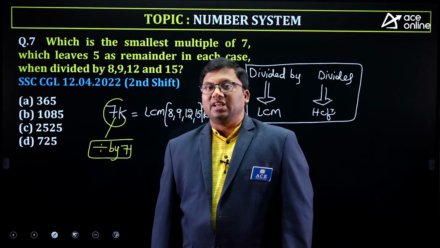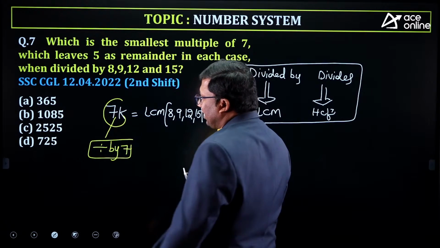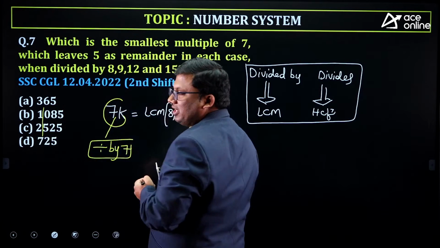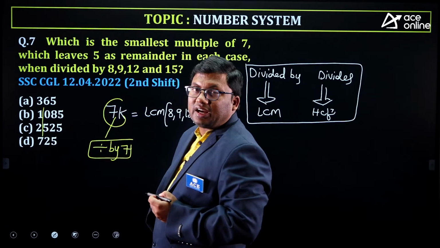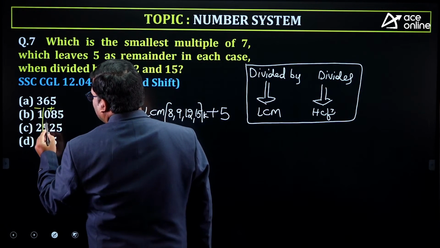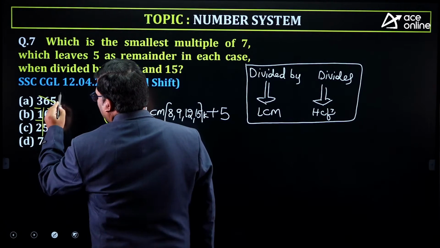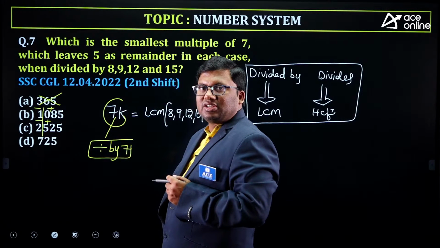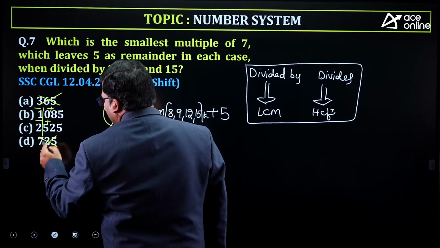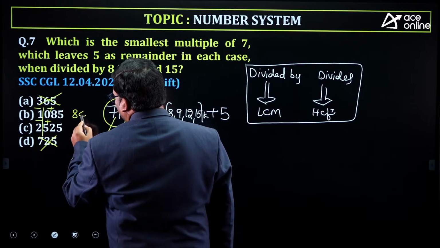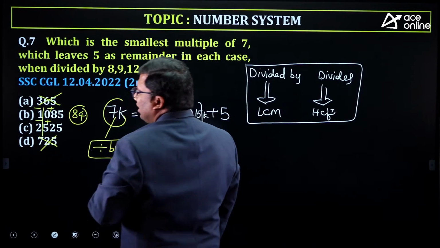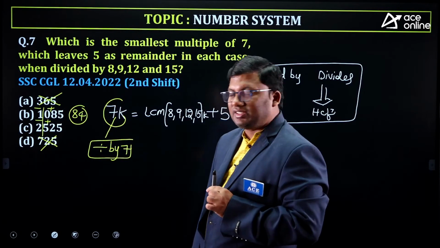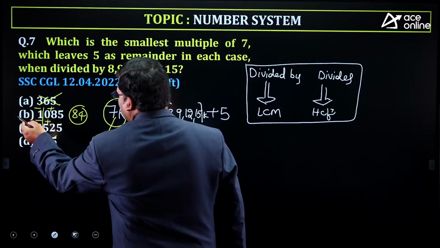What is the divisibility rule of 7? Start from the right hand side. Take a group of 3 digits, alternately plus minus. 365, it is not divisible by 7. 725, it is not divisible. 85 minus 1 is 84. 84, it is divisible by 7.